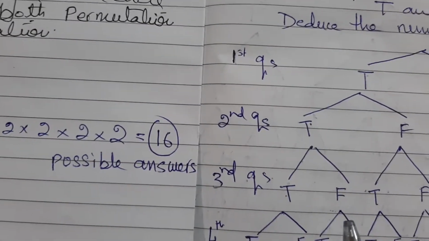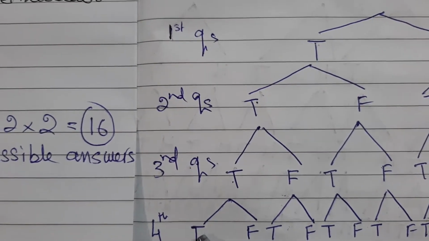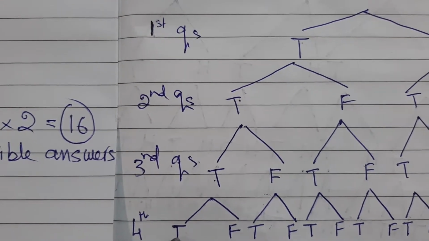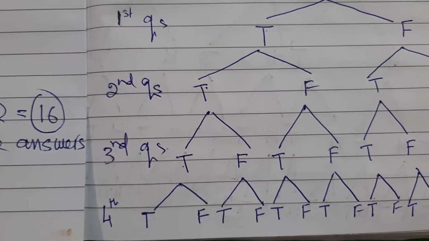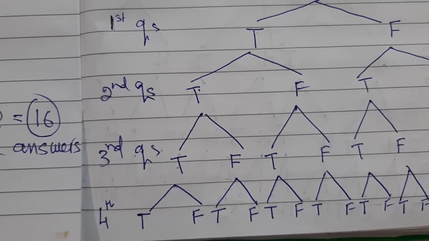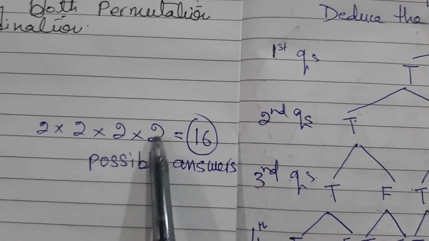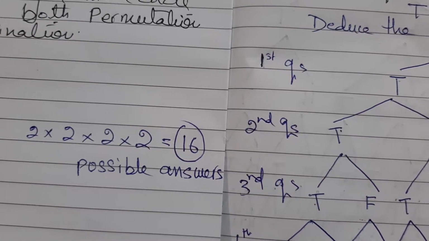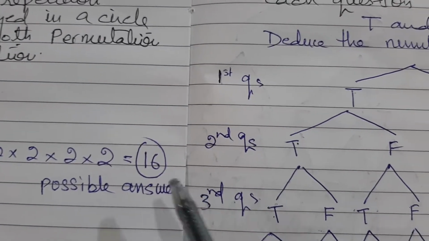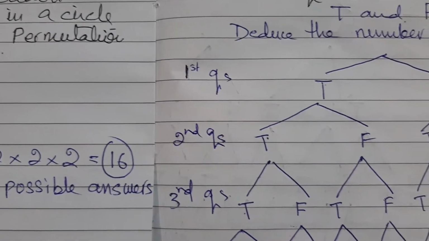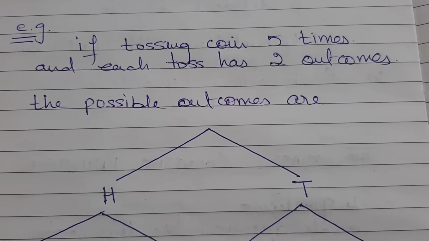Now for example, in the fourth question, if there are 3 options, for example true, false or none, right? Then I could write here 2, 2, 2, 3. So you always multiply the number of ways each task can be performed and then you get the total number of answers. Okay, so now let's see the next thing.